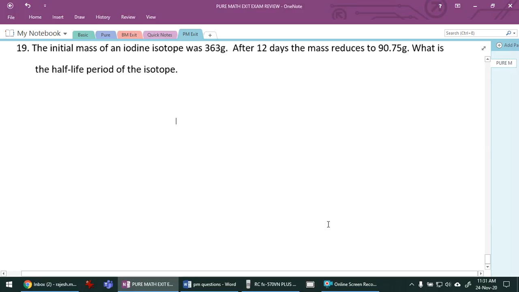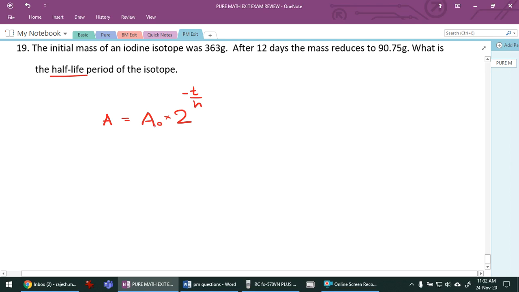Question number 19. The initial mass of an iodine isotope was 363 gram. After 12 days, the mass reduces to 90.75 gram. What is the half-life period of the isotope? Okay, in this question we should remember a rule. The rule is A equal to A0 into 2 power minus T by H.